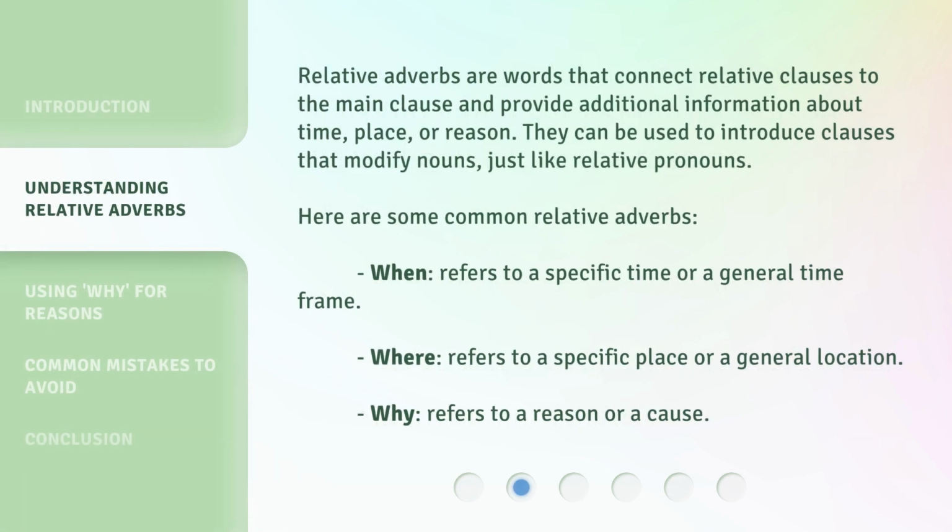Relative adverbs are words that connect relative clauses to the main clause and provide additional information about time, place, or reason. They can be used to introduce clauses that modify nouns, just like relative pronouns. Here are some common relative adverbs. When refers to a specific time or a general time frame. Where refers to a specific place or a general location. Why refers to a reason or a cause.